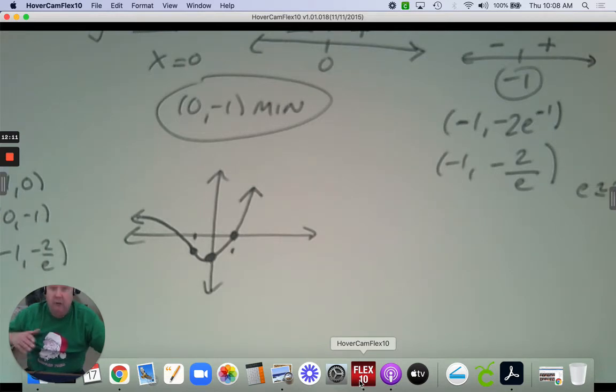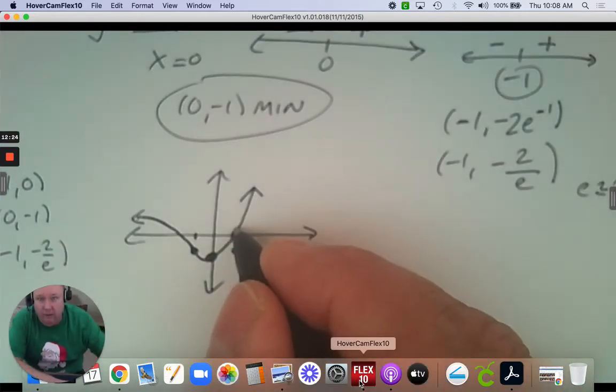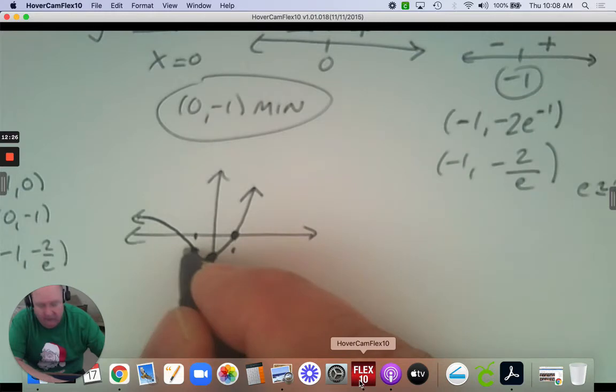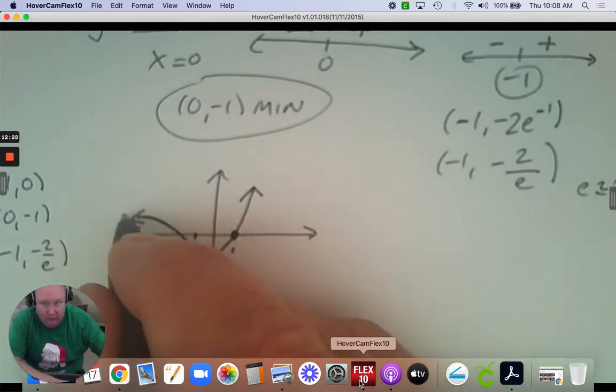Oh, and you know what? I made a little mistake. Do I have a whiteout? I don't, do I? So do you know what mistake I made? It's okay. There's only one x-intercept. So it doesn't just cross over, because you want to cross over this.